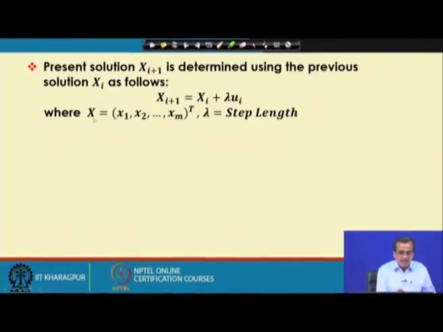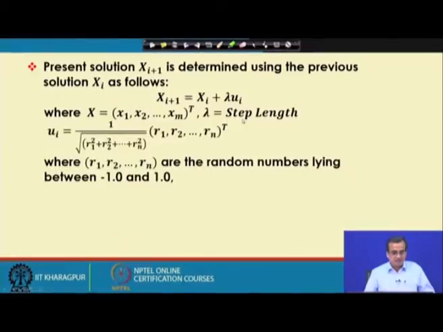Now, as I told, capital X is nothing but a collection of all small x values, and lambda is nothing but the step length. Here we try to find out the search direction, that is u i, which is nothing but 1 divided by square root of r 1 square plus r 2 square plus dot dot dot plus r n square, multiplied by [r 1, r 2, ... r n] transpose. So, this will give you that search direction.